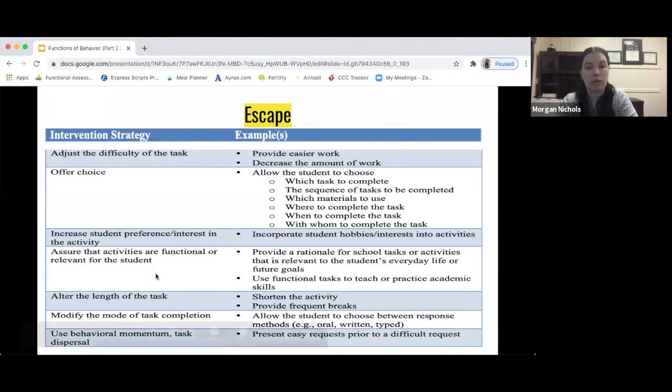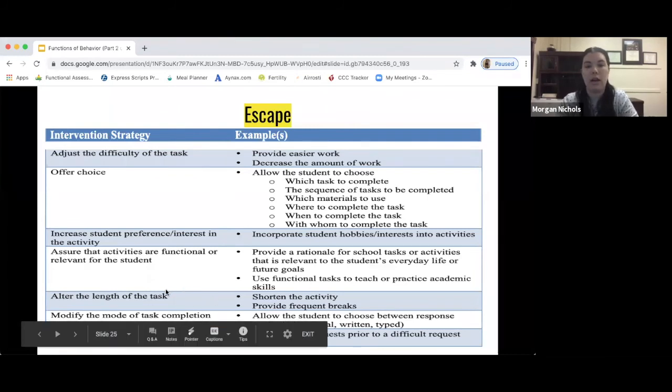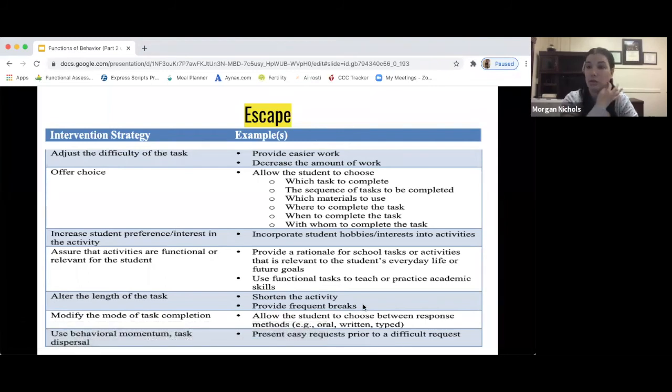Let's see, we can alter the length of the task. And that could look like just providing frequent breaks, right? So maybe your kid needs to do 4 chores and you've only given them an hour to do it. Well, if they do one chore and then take a 10-minute break, and they do a second chore, take a 10-minute break, it might actually take them 2 hours to do the chores rather than one. But they feel better because they get a short break in between them, right?